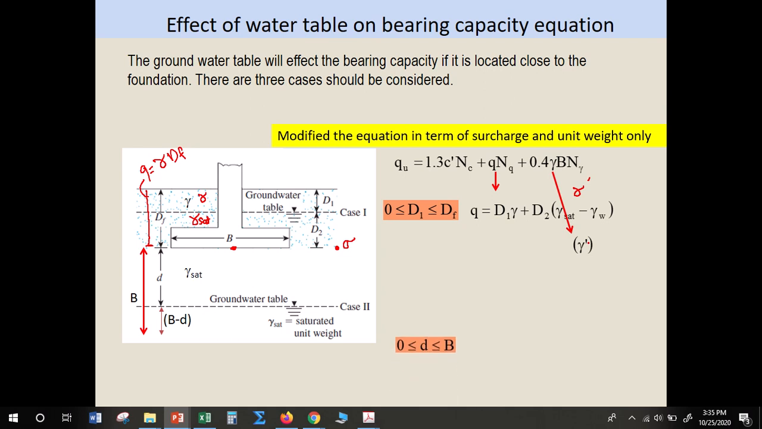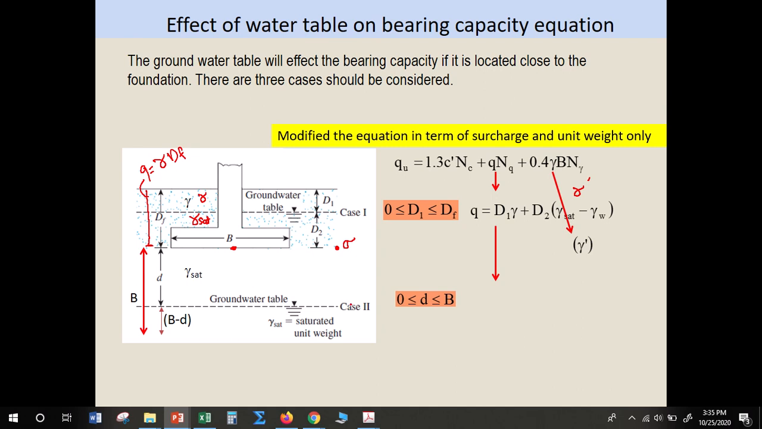Case number 2. If D is less than B. B is the width of the foundation, and D is the location of the groundwater table underneath the foundation. So what do we have to modify? Same as case number 1, we have to modify the term Q, the surcharge. So how to calculate the surcharge?